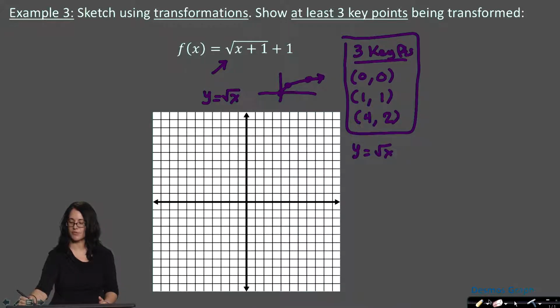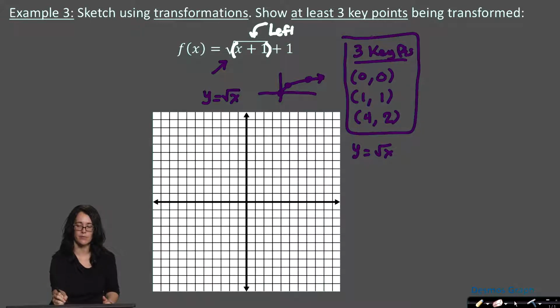Now, what type of transformations do we have here? Good, we notice that inside the square root, that's like in parentheses, right? We have addition. And what does addition inside mean? Move your graph left or right? Good, left. We're going left 1 unit like we did earlier.